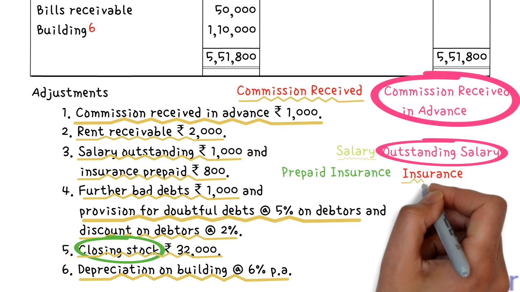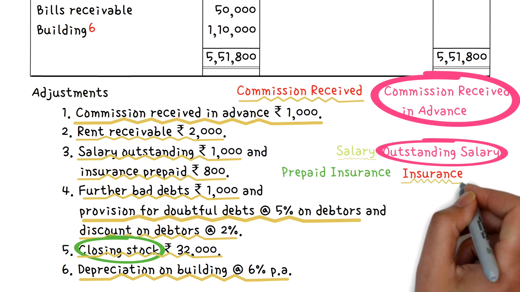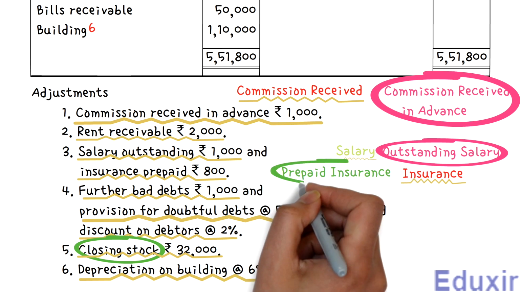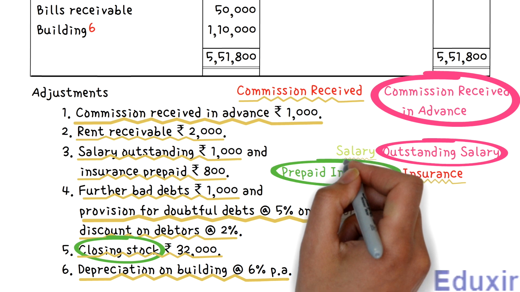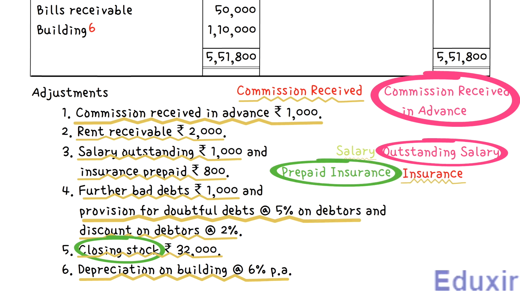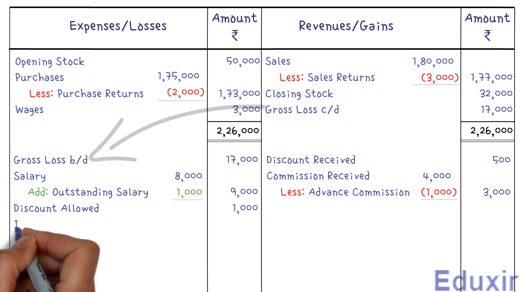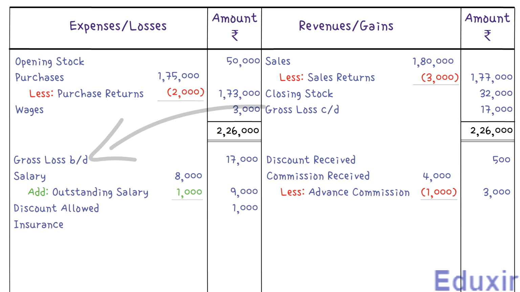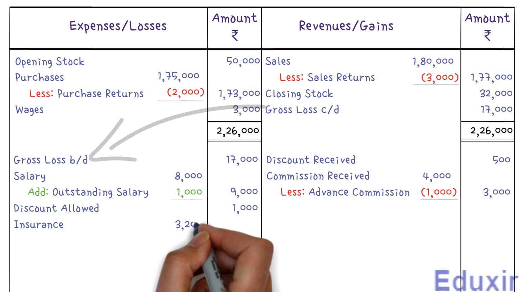Now, as insurance is an expense, it should go into the profit and loss account. As prepaid insurance is considered an asset, we should post it in the balance sheet on the asset side when we are dealing with the balance sheet. So let's first write the insurance on the expenses side in the profit and loss account. The corresponding insurance amount is 3,200 rupees.